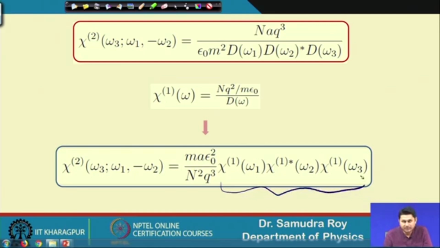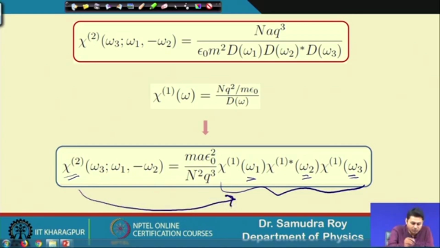susceptibility, the fundamental or the first order susceptibility at the frequency omega 1, omega 2 and omega 3. This is a very interesting expression. So, this expression suggests that if you know the susceptibility at the frequency omega 1, omega 2 and omega 3, then you are able to say what should be the second order susceptibility at omega 3. So, this is the relationship where the second order susceptibility can be represented in terms of first order susceptibilities.